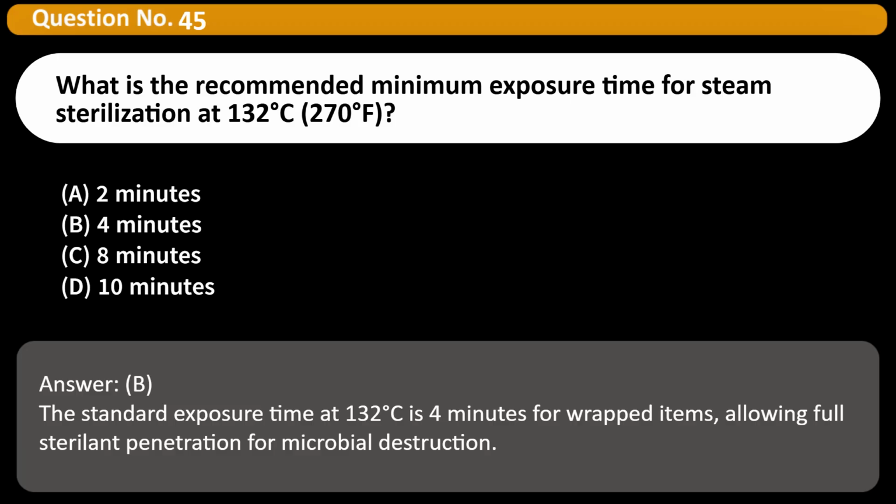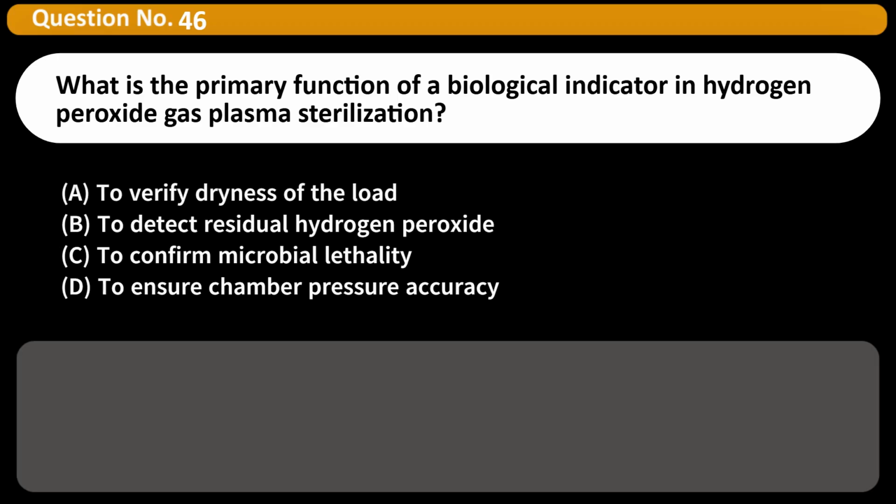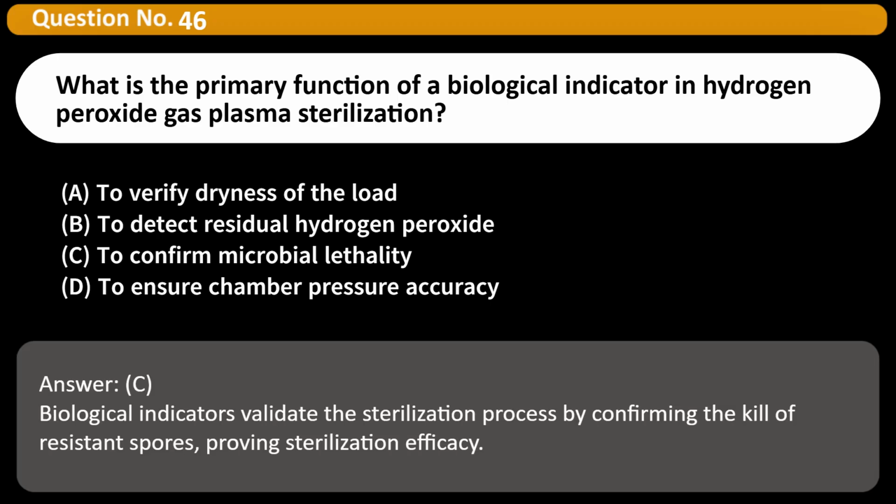What is the primary function of a biological indicator in hydrogen peroxide gas plasma sterilization? A. To verify dryness of the load. B. To detect residual hydrogen peroxide. C. To confirm microbial lethality. D. To ensure chamber pressure accuracy. Answer C. Biological indicators validate the sterilization process by confirming the kill of resistant spores, proving sterilization efficacy.